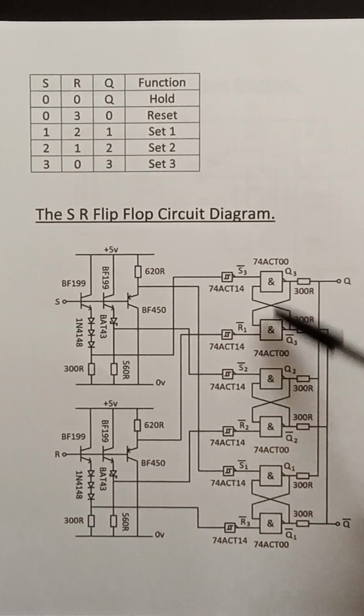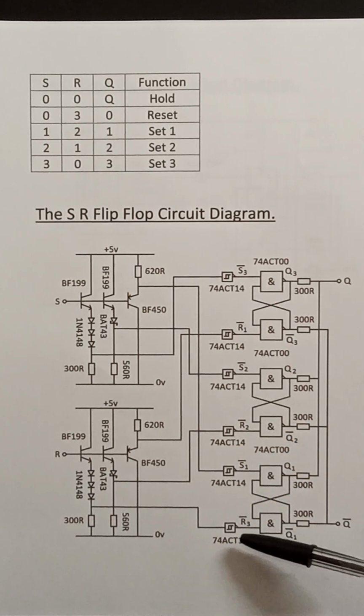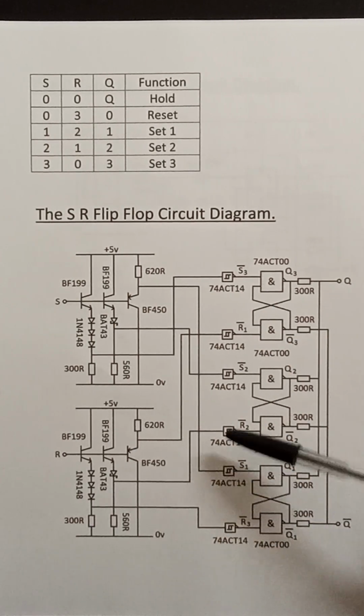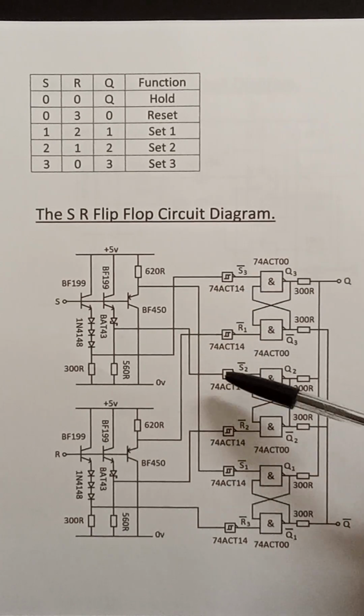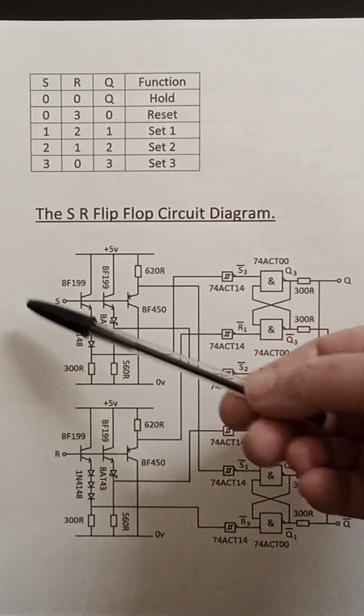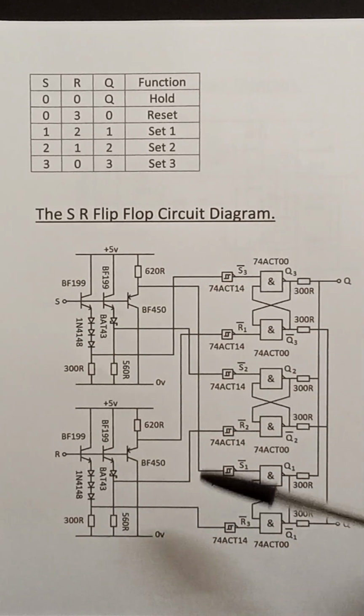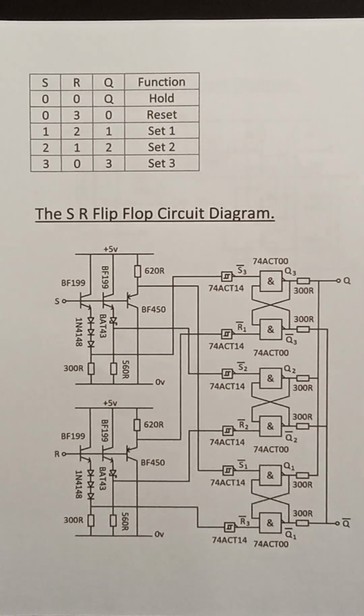These are NAND gates, and 74AT-T14s, which are hex Schmitt triggers to convert the quaternary into binary for S and R.